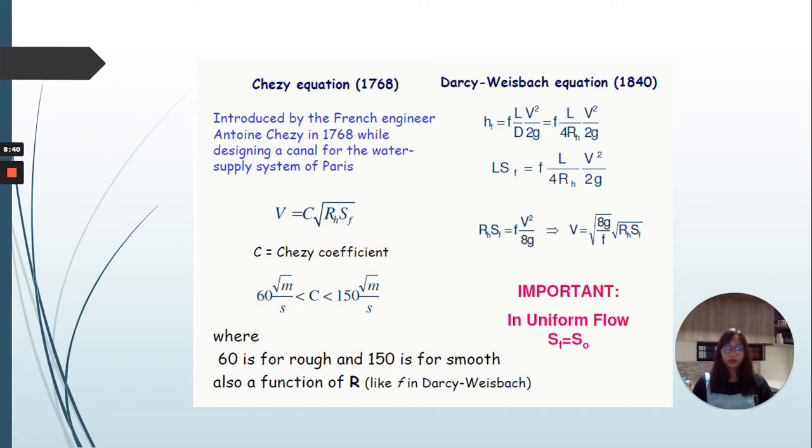The second one is the Darcy-Weisbach equation. And the formula is head loss h sub f is equal to f times L over D times V squared over 2g. And the important note here is that in uniform flow, S sub F is equal to S sub O, or the channel bed slope.